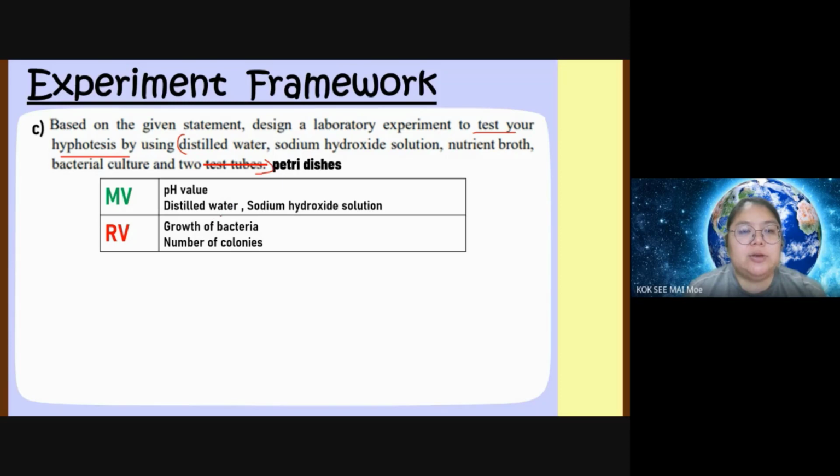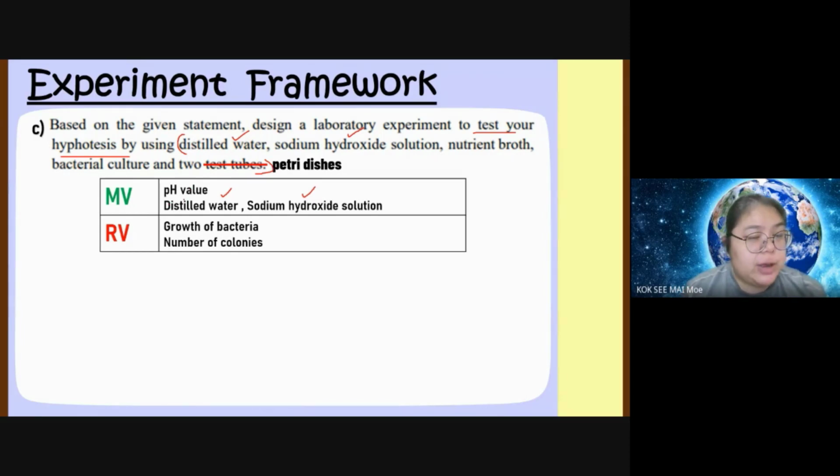For example, for MV, you can say distilled water, and also sodium hydroxide solution. Both must be mentioned, cannot be either one. Because we're using distilled water and another one is sodium hydroxide, these two are the ones I control. So this is the manipulated variable. These two have different pH. Distilled water pH is 7. Sodium hydroxide is alkaline, higher than 7. So from here, if you write pH value, you are correct.